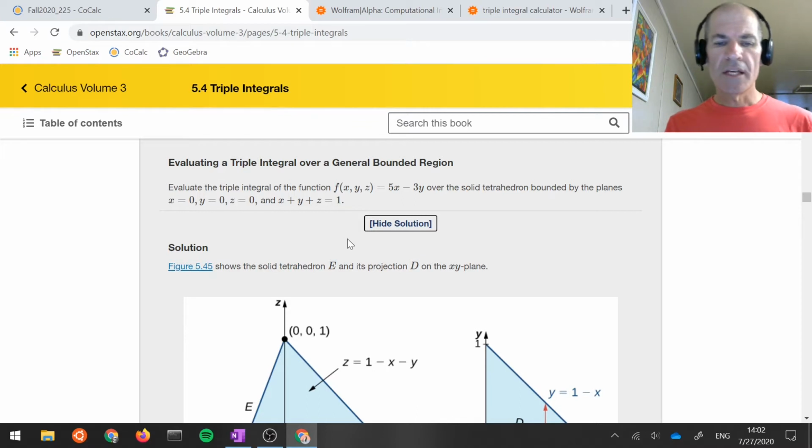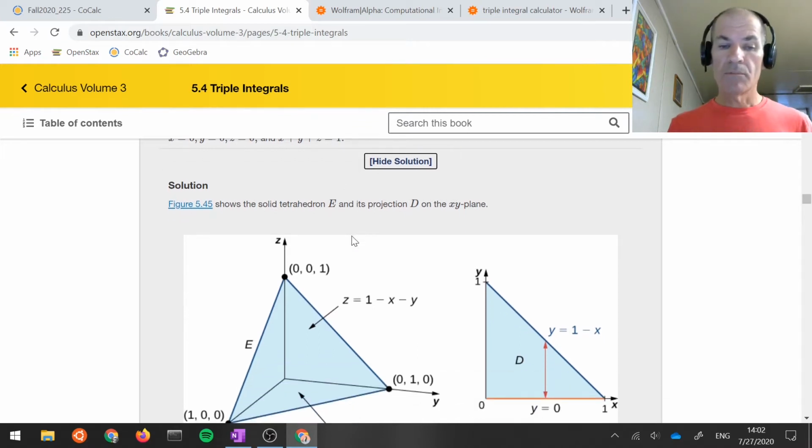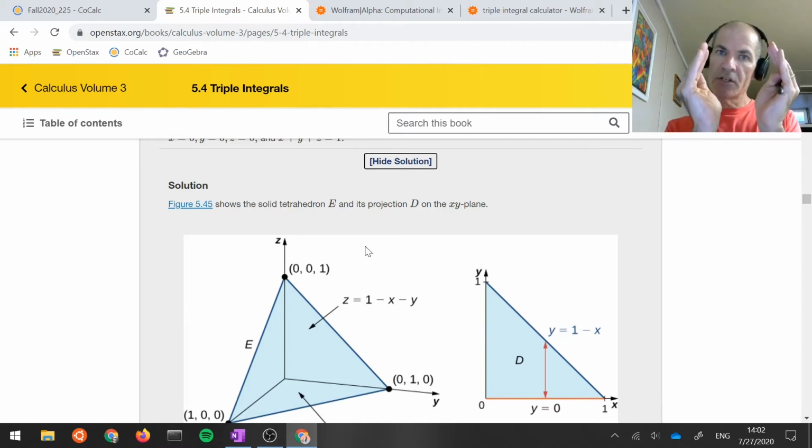What we're going to do is set up the integral where we're integrating in the z direction first, and then in the y direction, and then in the x direction. Once we've chosen the order of integration, it's up to us to figure out what the limits of integration are going to be. So when we say the inner integral is with respect to z, we're doing the integral with respect to z first.